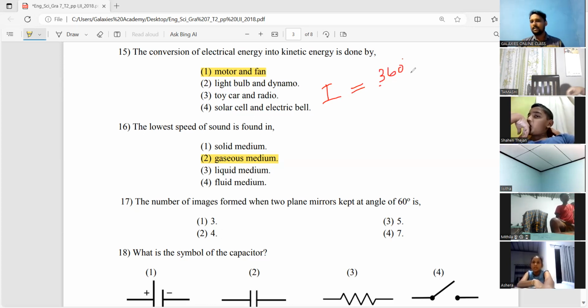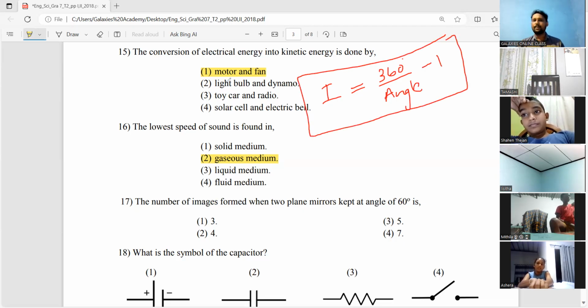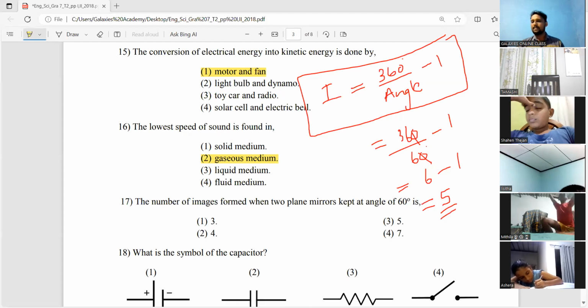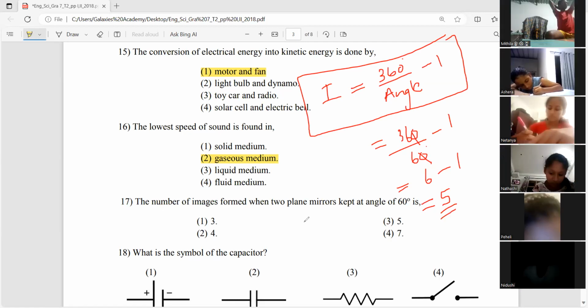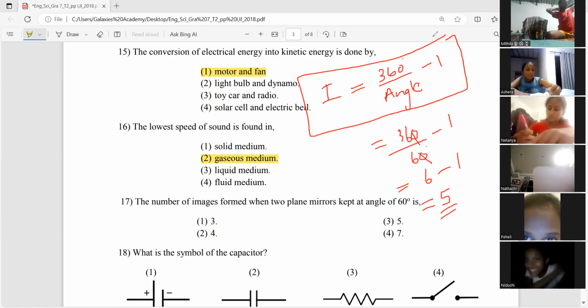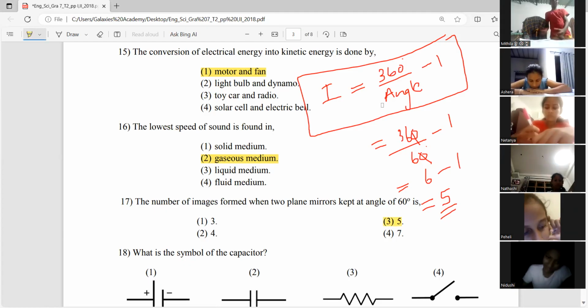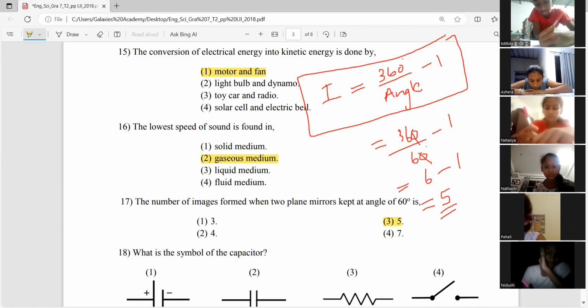360 divided by the magnitude of the angle, then subtract 1. Using this formula, you can calculate how many images are formed. Right, 360, the magnitude of the angle given is 60 degrees, minus 1. 360 divided by 60, the answer is 6. 6 minus 1. So how many images are formed? 5 images. Right, the answer is number 3. This is the calculation method, okay?